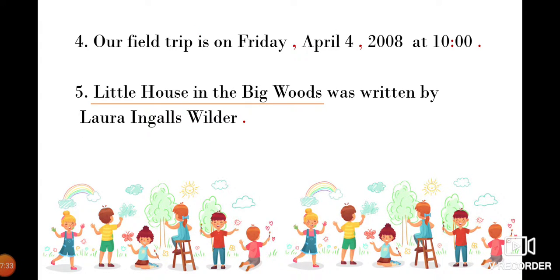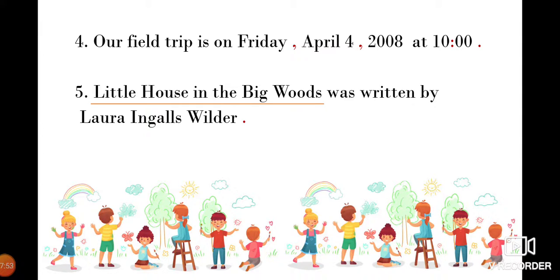Number 4: Our field trip is on a Friday, comma, April 4, comma, 2008, at 10. In this case, you write a comma between the dates and also you write the colon between the hour. At the end of the sentence, you write a period because this one is a declarative sentence.